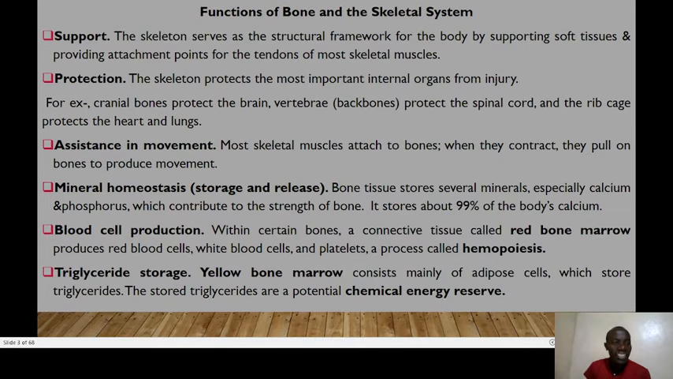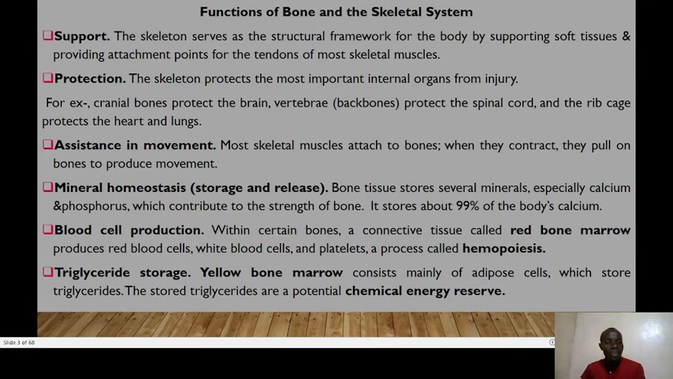Bones also assist in movement, in that most skeletal muscles attach to the bones. So when they contract, they pull the bones to produce a movement. Also, bones are important in mineral homeostasis, that is, they store and release minerals. Bone tissue stores several minerals, especially calcium and phosphorus, which contribute to the strength of bones. It stores about 99% of the body's calcium.